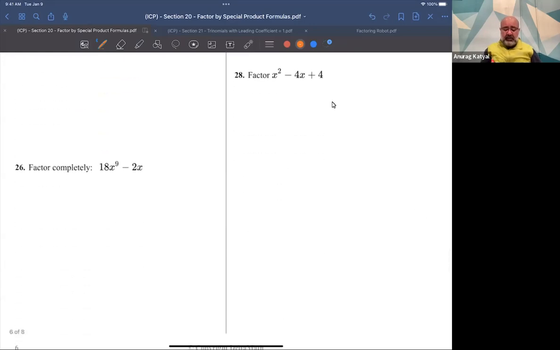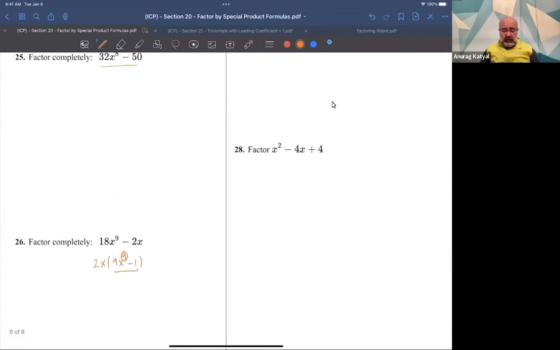Here, there's actually a factor of 2x. So if you factor out a 2x, you'd get 9x to the 9th minus 1. And then I want you to think, can you write this as a difference of squares or maybe a difference of cubes? Think back to other problems we've done where we had 9 as a power.